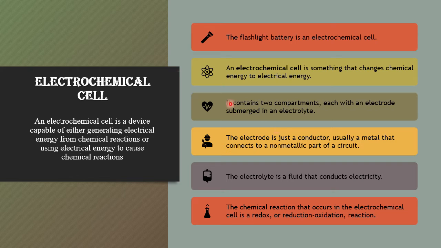The electrode that is going to be used in an electrochemical cell is a conductor, means which must have the ability to conduct electric current. So usually it is made from a metal that can conduct electric current, and the electrolyte is usually a fluid that has the ability to conduct electricity. The chemical reaction that is going to occur inside the electrochemical cell is known as the redox chemical reaction or the oxidation reduction reaction.